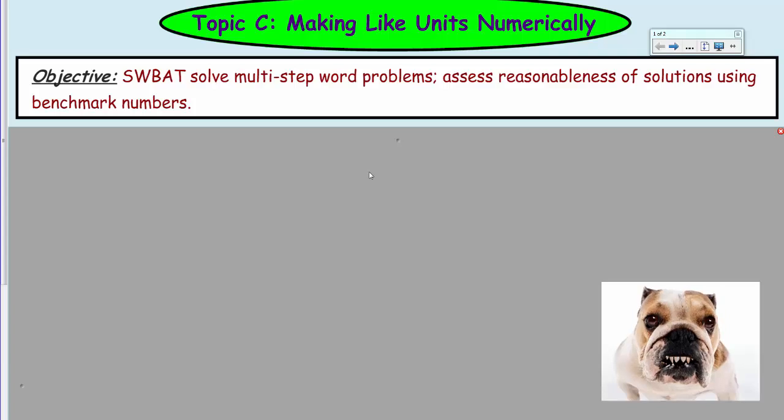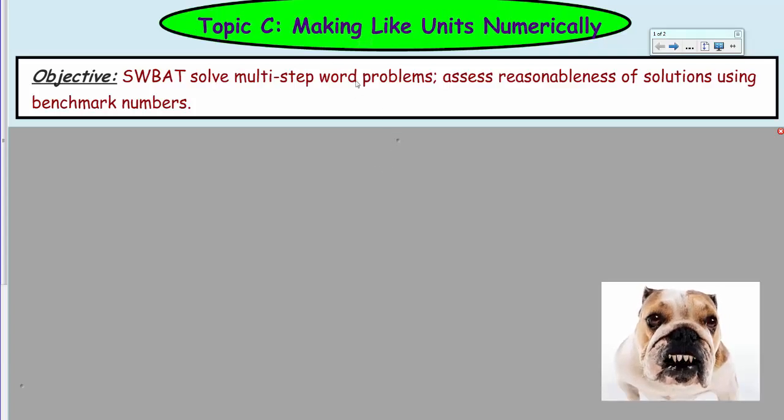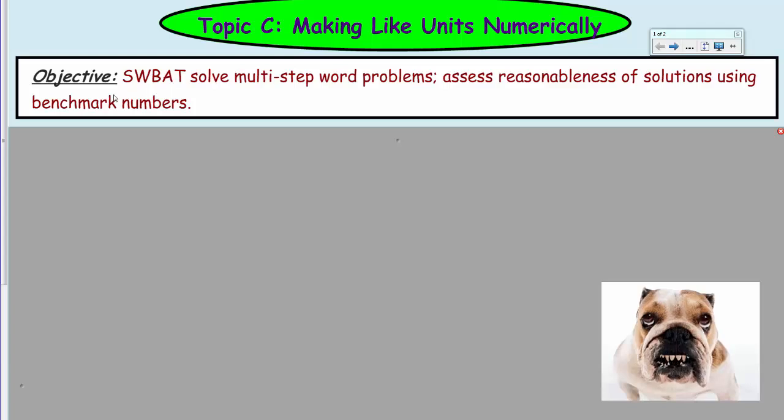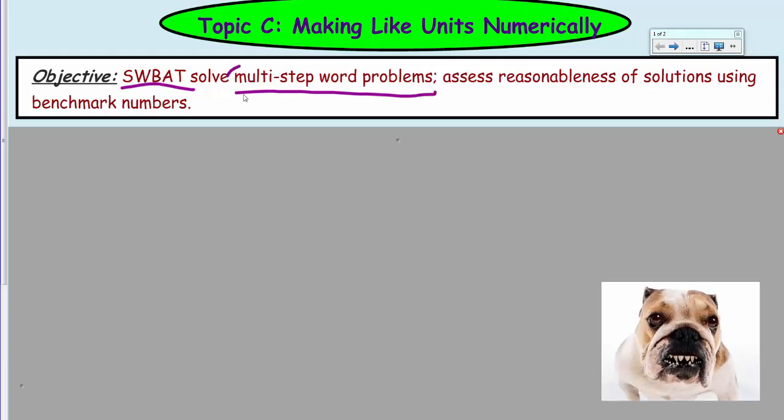We are going to be looking at a new objective. Topic C, same old, right? Making like units numerically. However, our objective is always new, every time. It says here that you are going to be able to solve multi-step word problems. Oh my goodness. Multi, of course, means many. You're going to assess reasonableness, like your teacher.